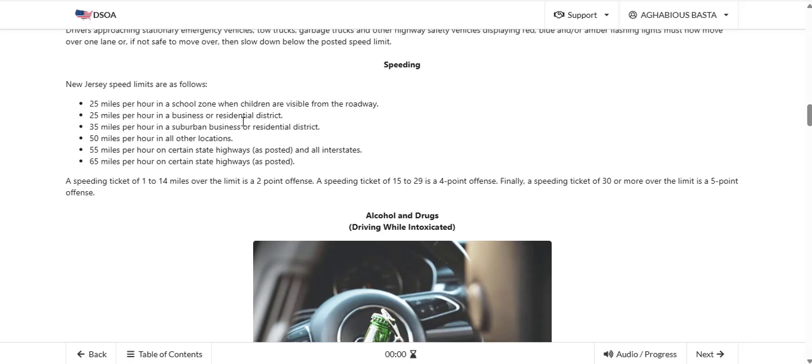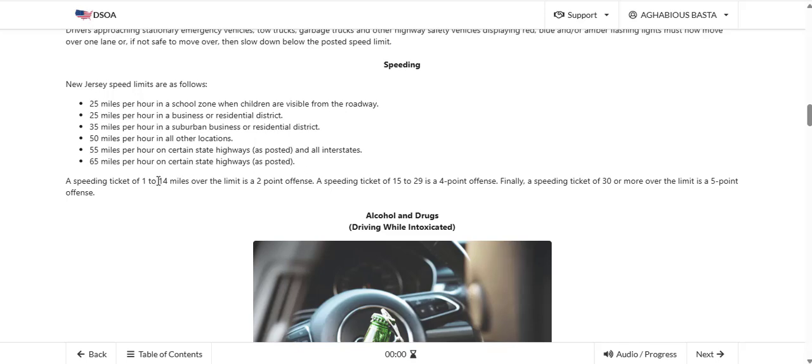25 miles per hour in a business or residential district. 35 miles per hour in a suburban business or residential district. 50 miles per hour in all other locations. 55 miles per hour on certain state highways, as posted, and all interstates. 65 miles per hour on certain state highways, as posted.